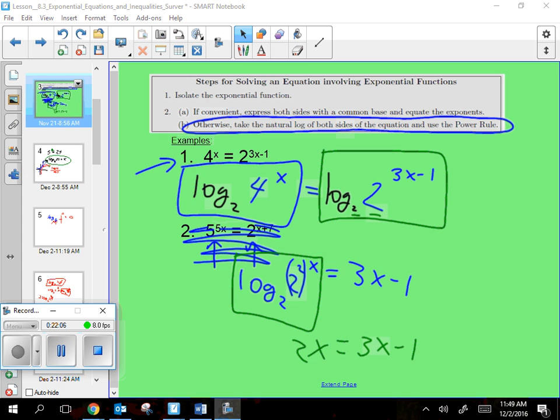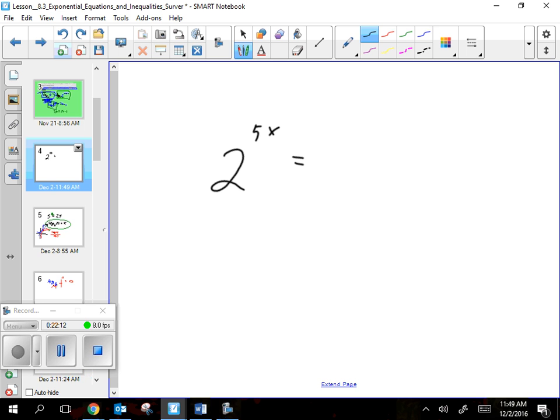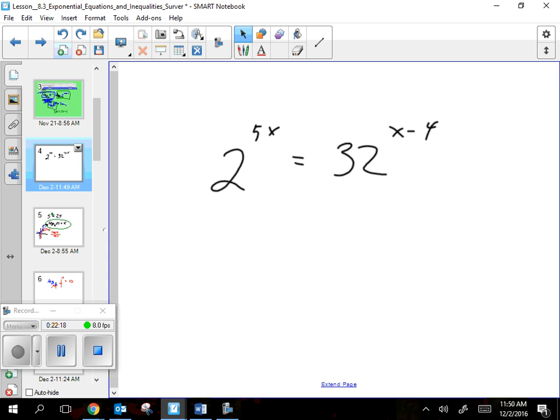All right, so here's another one where you could set the bases the same. 2 to the 5x is equal to 32 to the x minus 4. Everybody try to set those bases equal to each other. Don't try to use logs. Just set the bases equal.